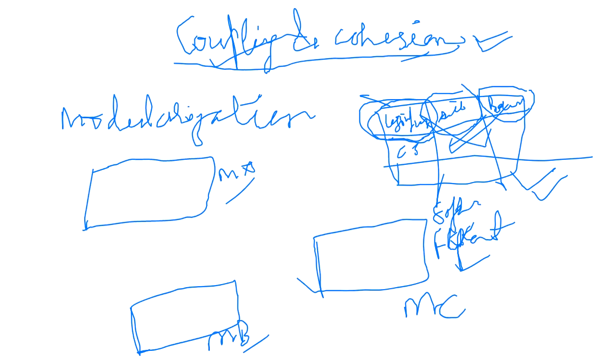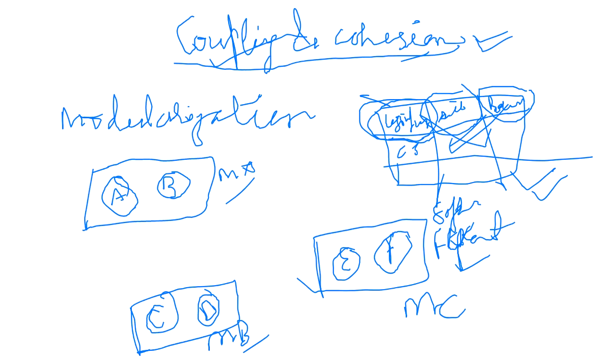Now inside the module, also suppose there are some components. For example, there is a component A, component B, component C, component D, component E, component F. So what we have done, we have divided the whole software into 3 modules, module A, module B, module C, and each module is having two components.